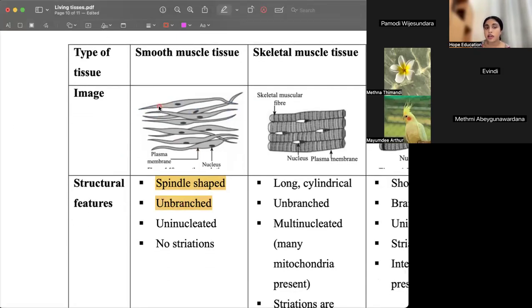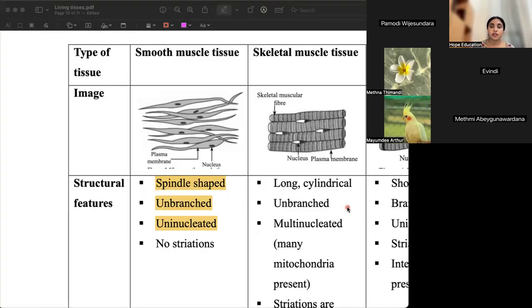Unbranched. If you look at the entire smooth muscle tissue, you can't see branches. There are different cells individually, but there are no branches. So we call it unbranched. Then uninucleated. Put a bracket there and write one nucleus. Uninucleated means one nucleus.